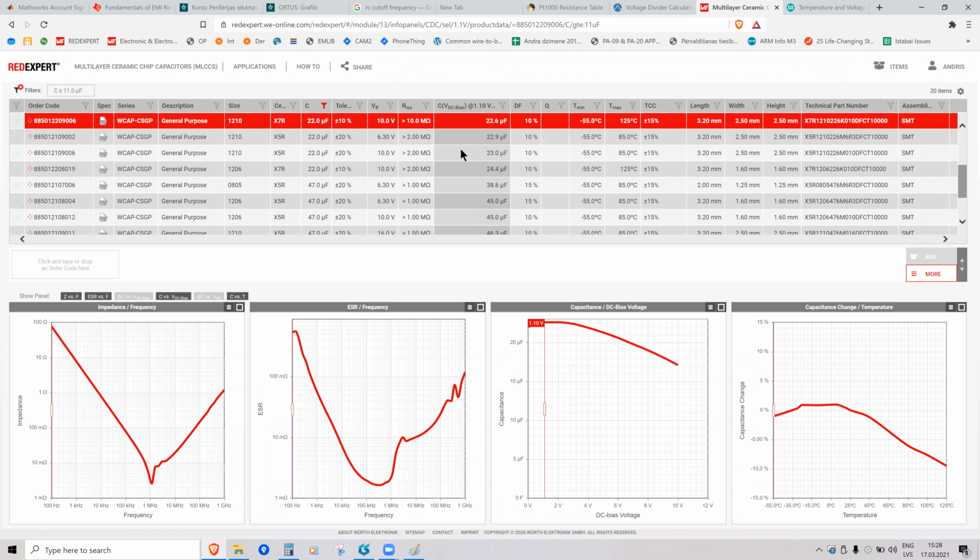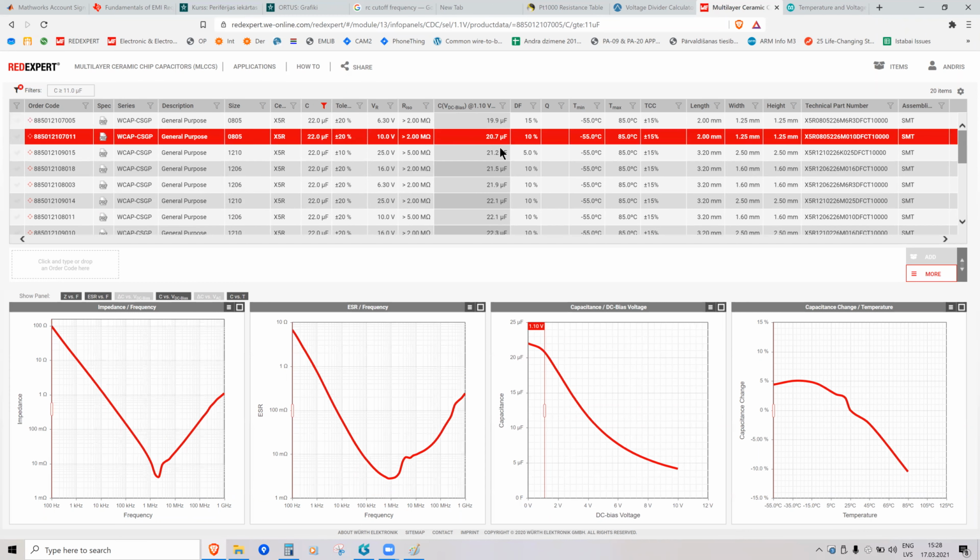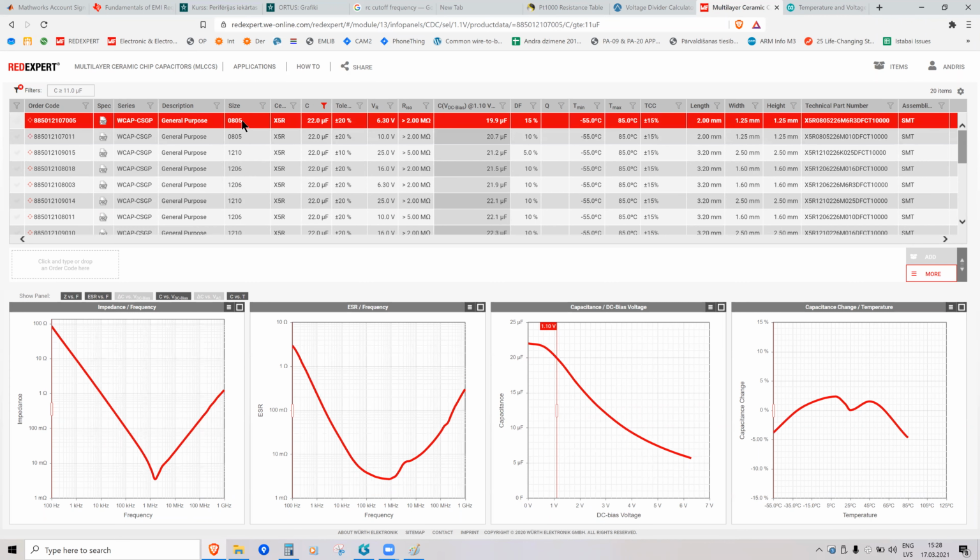In this case, all of these capacitors actually have a larger capacitance, but as you can see, smaller ones have bigger effect. For example, this 0805 package drops significantly. At 5 volts, the capacitance is only 7.3 instead of 22. But it's normal and it's the same for all manufacturers. It's not like Würth Electronic is making bad capacitors and Murata, for example, creates better capacitors which don't have this effect.